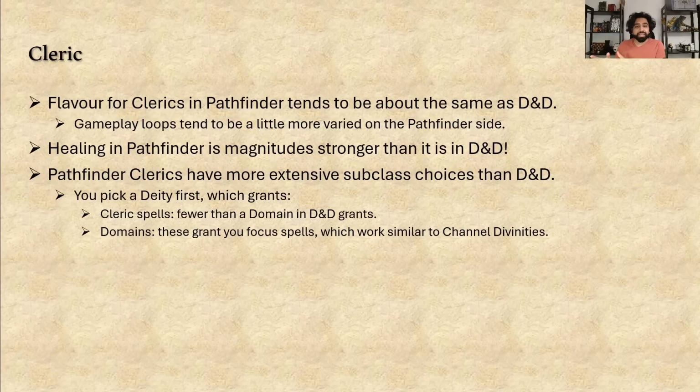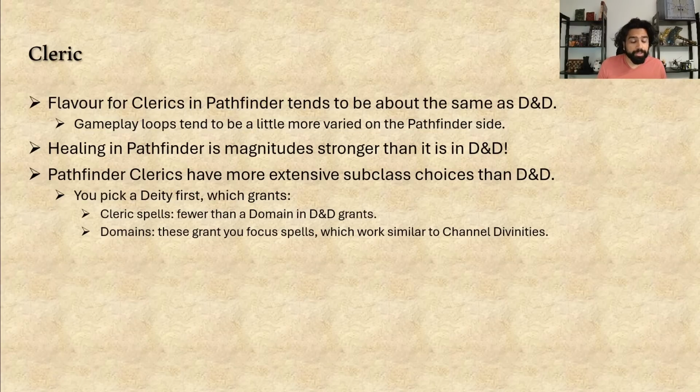In D&D, you pick one domain. For example, you might pick the knowledge domain, and that domain gives you its fixed set of spells, a class feature, and its channel divinity option. In Pathfinder, you pick a deity. That deity will then give you multiple domains, which you can then customize within.